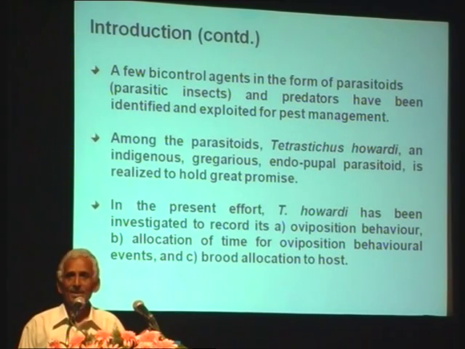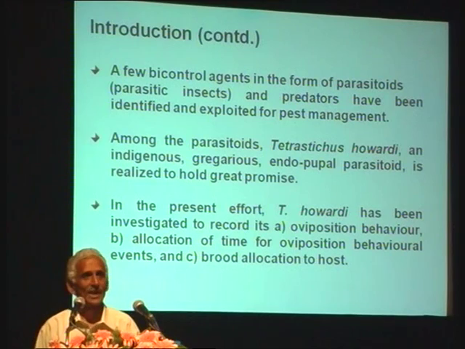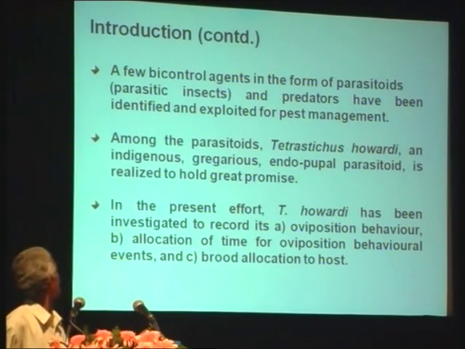One of the parasitoids we have used is named Tetrastichus howardi, which is a Hymenopteran parasitoid belonging to the family Eulophidae, and it is a broad-spectrum parasitoid having the potential to suppress a number of pests associated with the mulberry plant and also some horticultural and agricultural crops. So we have been mainly concentrating on exploiting this parasitoid in the management of pests in the field of sericulture.